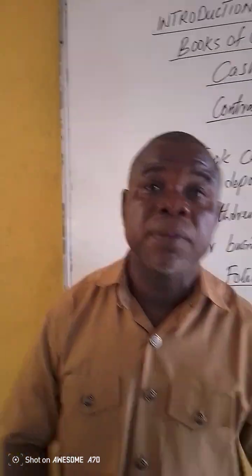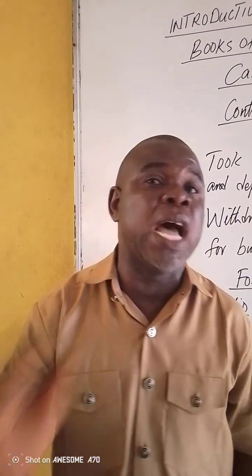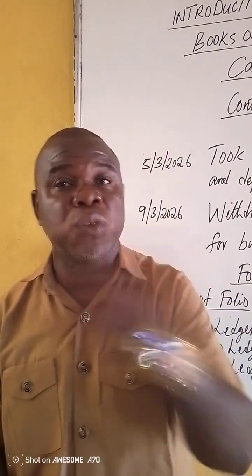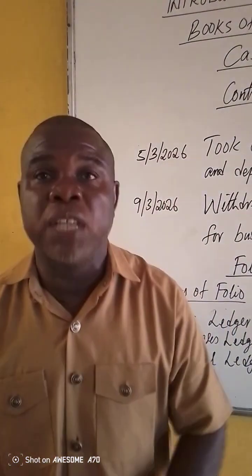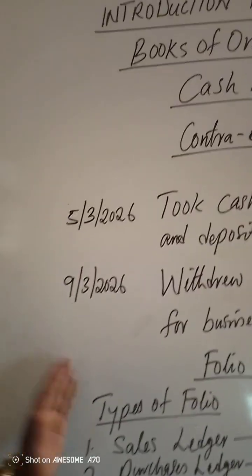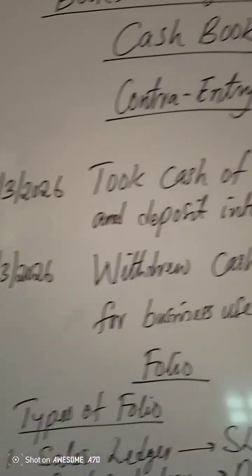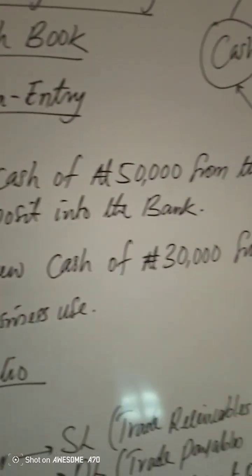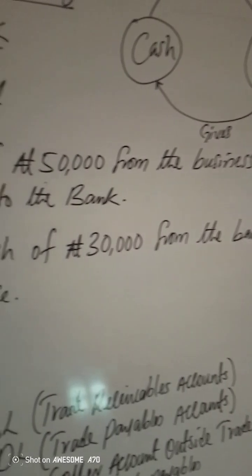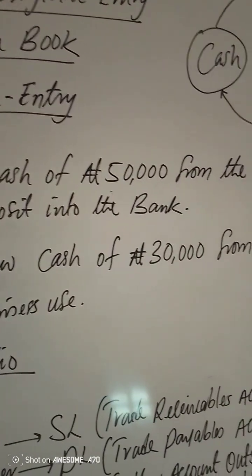A contra entry has only two areas, whereby one account is giving and the other account is receiving. Either cash gives or bank gives, or bank receives or cash receives. That's why it's called a contra entry. Let's look at the two transactions quickly as I explain how contra entry is recorded using the tricolor card, which I promised to be treating. We now say: took cash of 50,000 from the business and deposit into the bank.